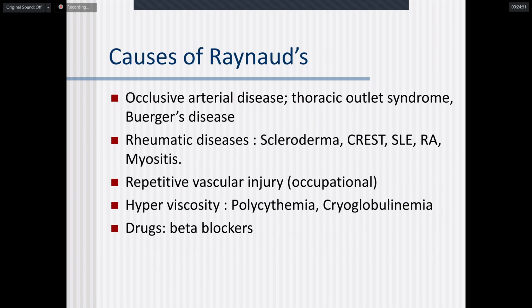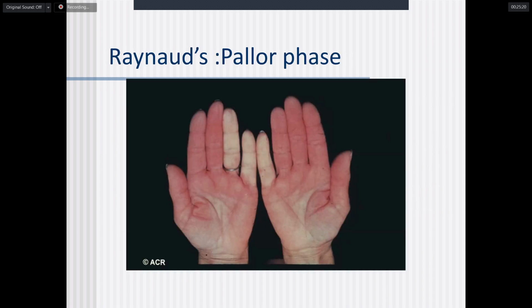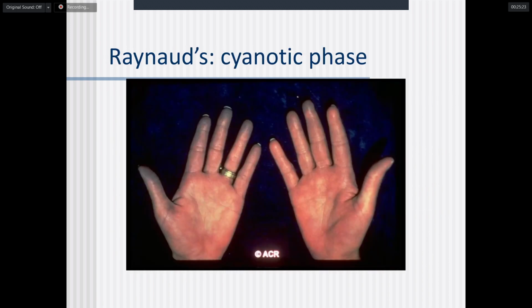The causes of Raynaud's: occlusive arterial disease, thoracic outlet syndrome, and Buerger's disease. These are other causes other than scleroderma, rheumatic disease, CREST, lupus, rheumatoid arthritis, myositis, repetitive vascular injury, like someone whose occupation involves vibration of his hands, like someone working on a compressor. Hyperviscosity and drugs like beta blockers. Of course, this is the polar phase. This is the cyanotic phase.